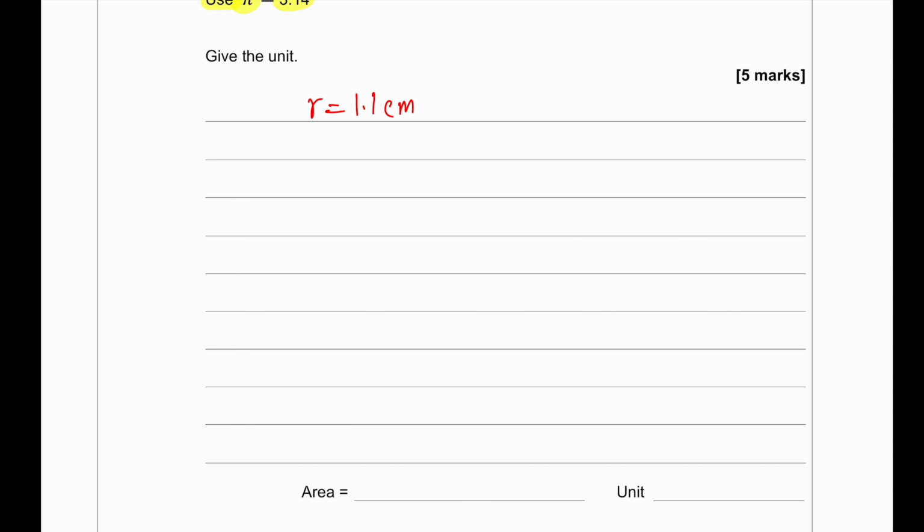Then we will use the area formula. The area of a circle is pi r squared. Recalling this will give us one more mark. Then we're going to use the pi value 3.14 times r squared, which is 1.1 squared, and this will give us roughly 3.799 cm squared.